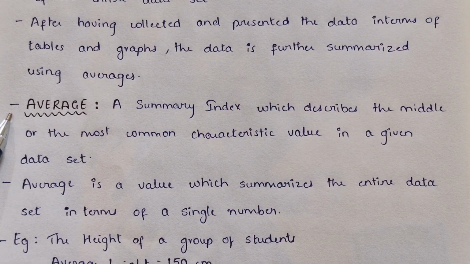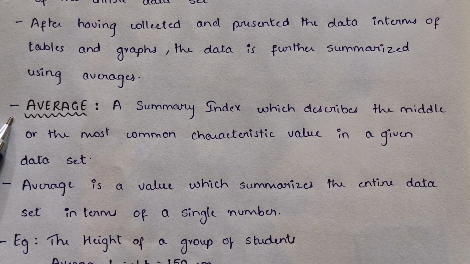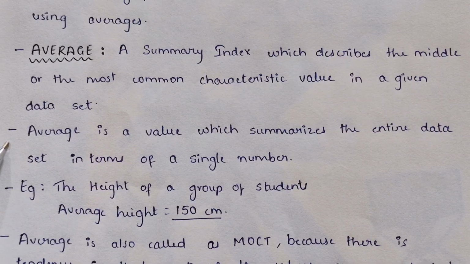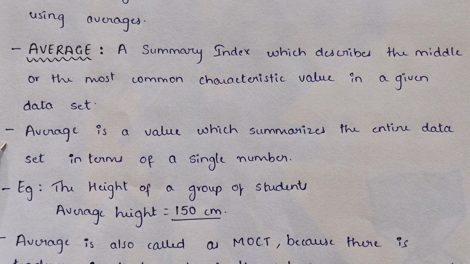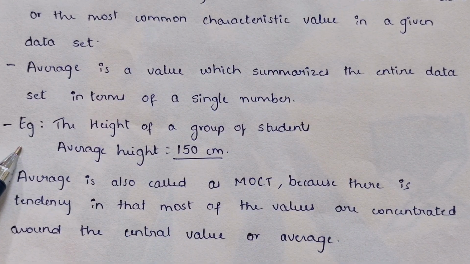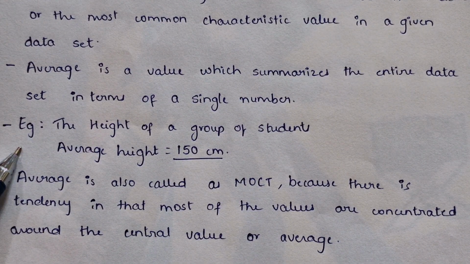Definition of an average. Average is a summary index which describes the middle or the most common characteristic value in a given data set. Average is a value which summarizes the entire data set in terms of a single number. For example, among the heights of a group of students, the average height is 150 centimeters.